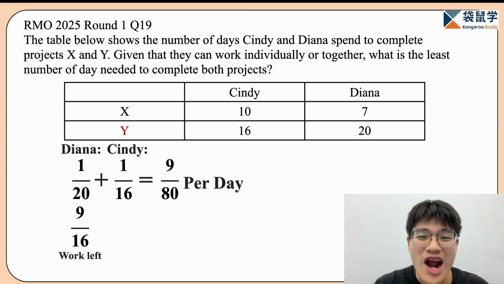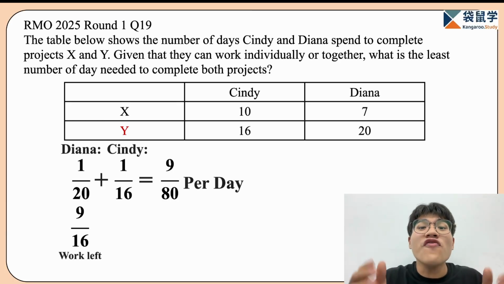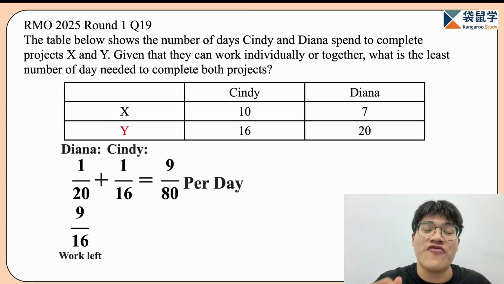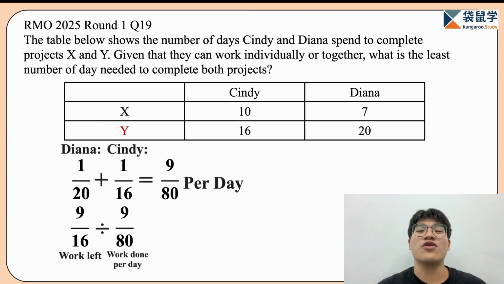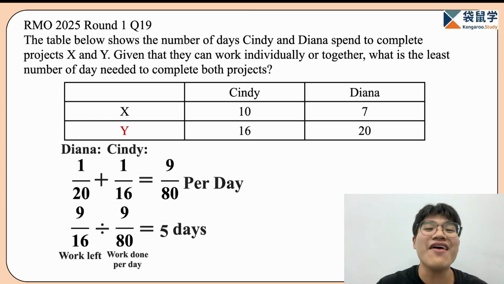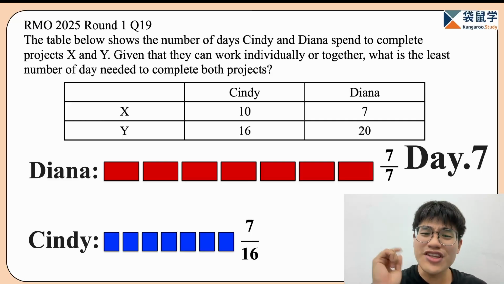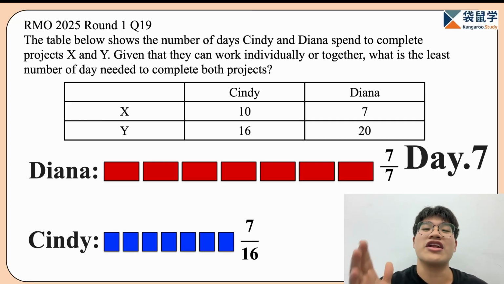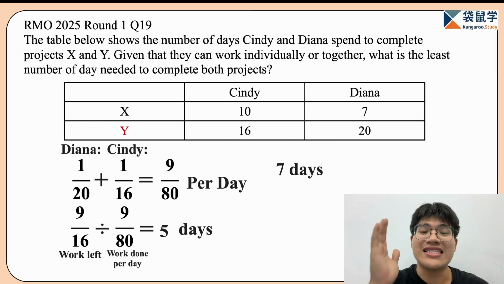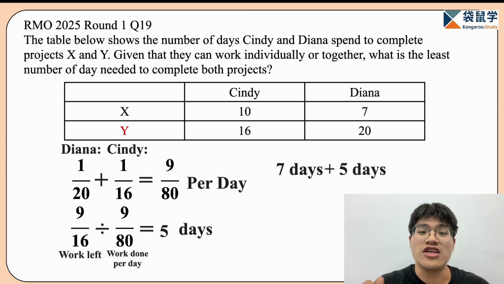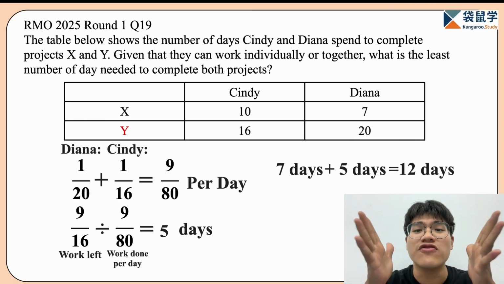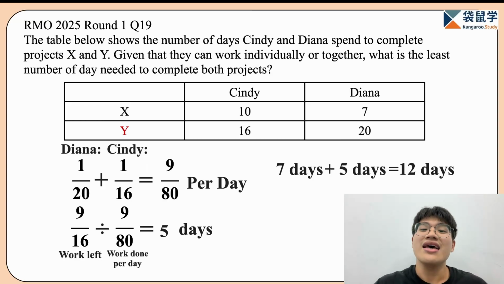Now we know how much work is left and how much work can be done per day. What do we do with these two values to get the days left to finish Project Y? We use division! And after division, we know that there are only 5 days left to finish Project Y. And don't forget that on day 7, we finished Project X. So I already spent 7 days finishing Project X, and I spent an extra 5 days to finish Project Y. So in total, I have 12 days to finish both projects. Then that is the final answer for this question here.